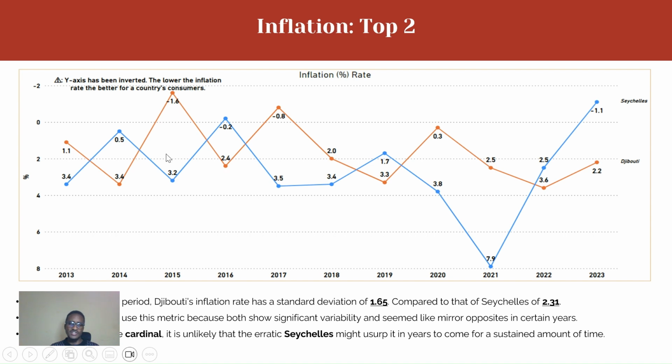Now, if you observe, these two trends, in a sense, look like mirror opposites of each other.